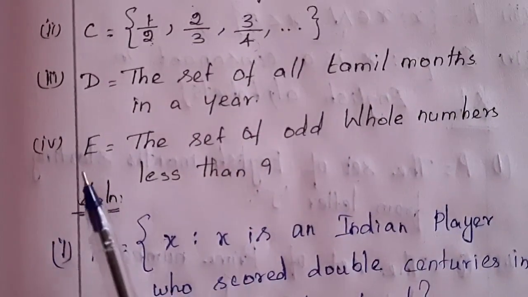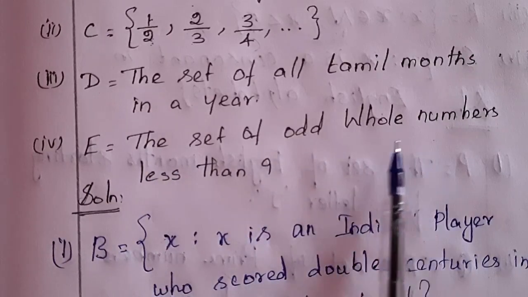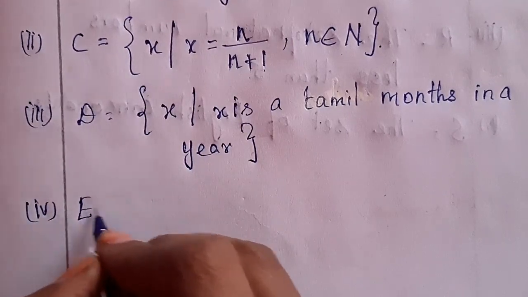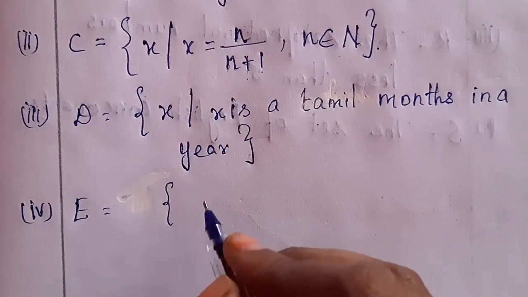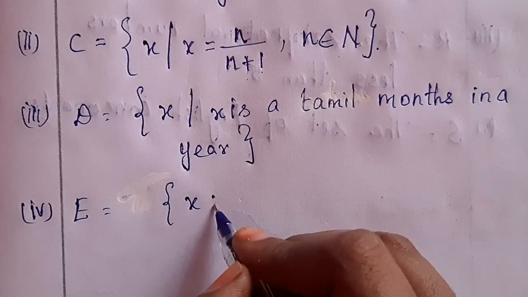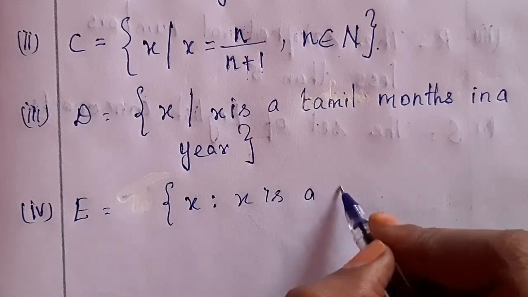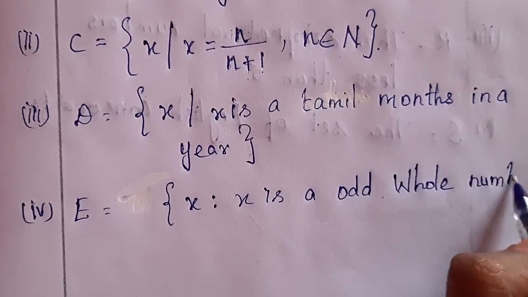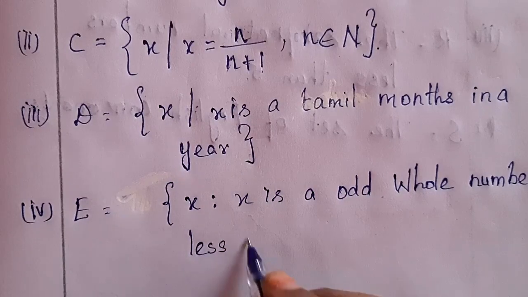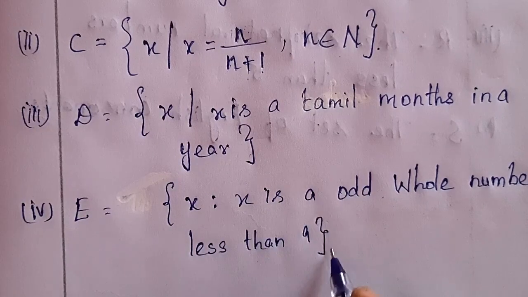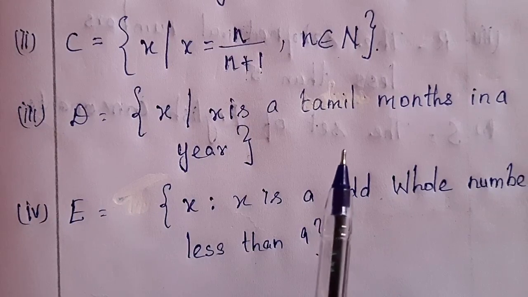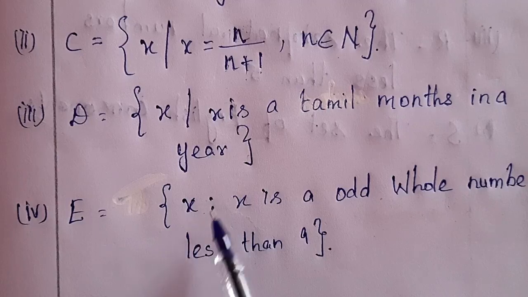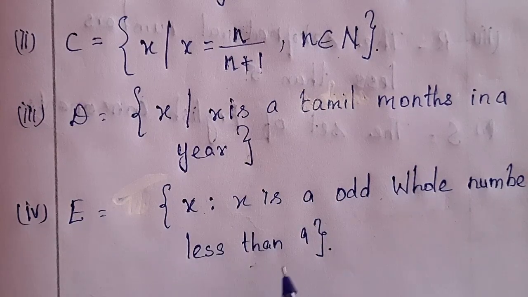So next one, the set of all odd whole numbers less than 9. Set of all x such that x is an odd whole number less than 9. Okay, so in this question they asked to write in set builder form. So we use the x and such that, and according to the question we write these words.